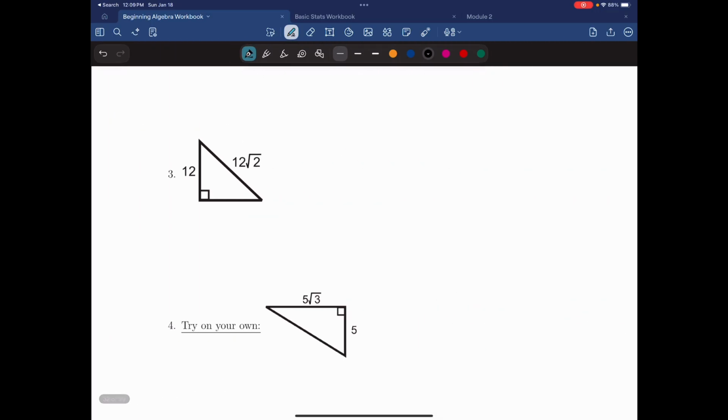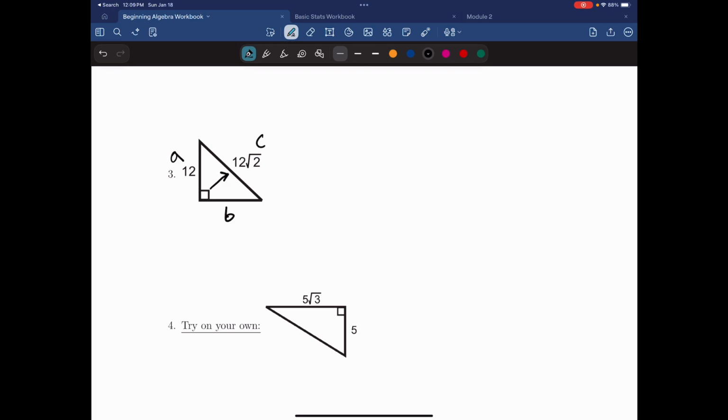Looking at example number 3, we have this triangle with side lengths 12 and 12 root 2. Because the side length 12 root 2 is directly across from the right angle, this is going to be our hypotenuse, or in other words, the variable C. In the last example, we solved for A, so I'm going to assign this side length A and this side length B. So in this example, we will be solving for B instead of A, so we can get some practice with everything.